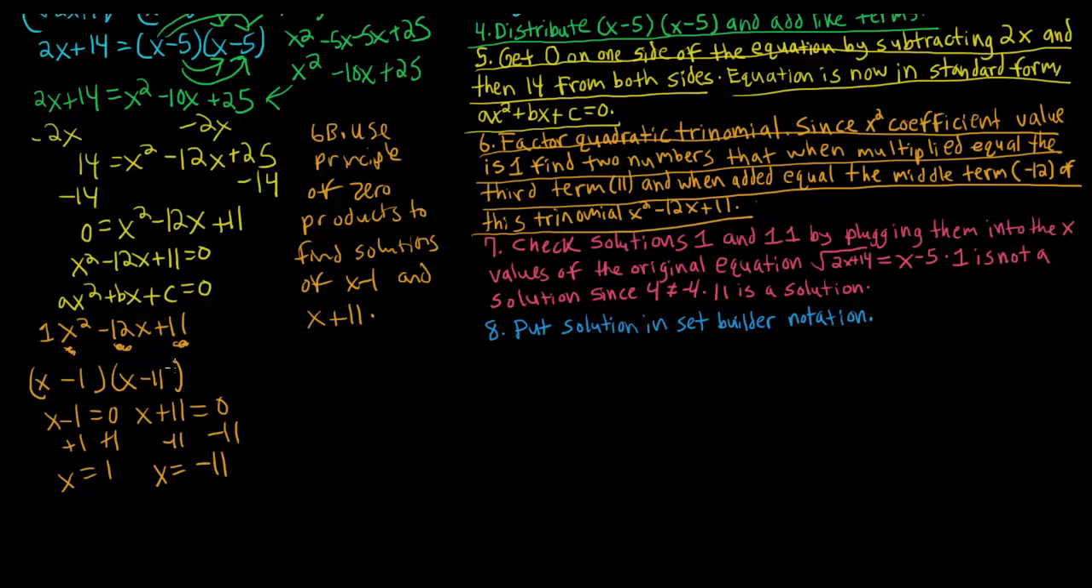Actually, I got this wrong. This one is plus 11, it should be minus 11. So you have x minus 11, so we should add 11 to both sides, and this gives us x equals a positive 11. And then step 7, we want to go ahead and check the solutions.